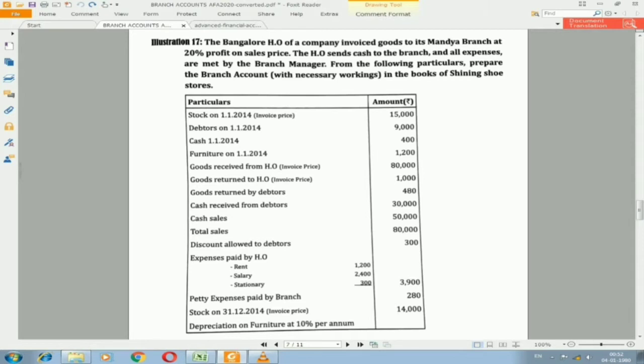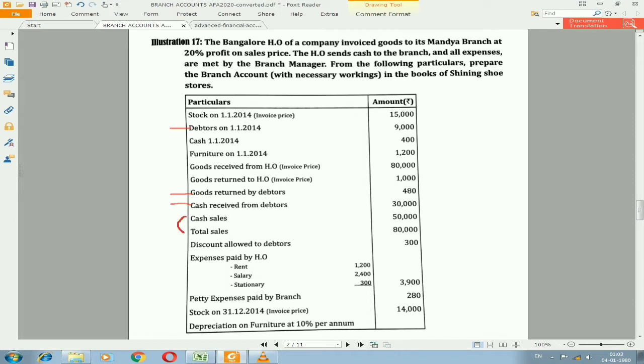When we are preparing the memorandum of debtors account, you should know the format, and we also need to find out which particular items are related to it. First we'll mark those items, then we can fill those entries, so it will be helpful. First, stock on 1/1/2014 will not come in the debtors account. Second, debtors opening balance will come. Cash we are not going to consider, furniture we are not going to take, goods received from head office we are not going to take, goods returned to head office we are not going to take, but goods returned by debtors will be considered.